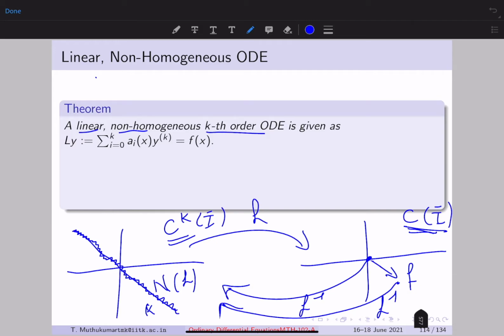So now we are asking what happens to Ly equal to f, where f is a non-zero element. What is the corresponding set here which is mapped to f? And the good thing is that we can actually relate that set with this null space of L.